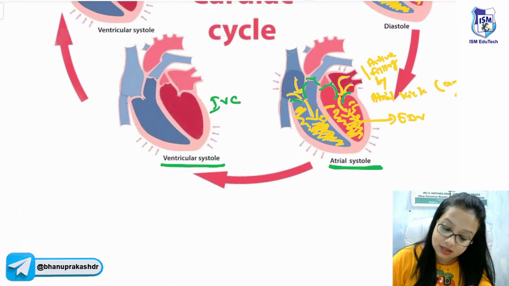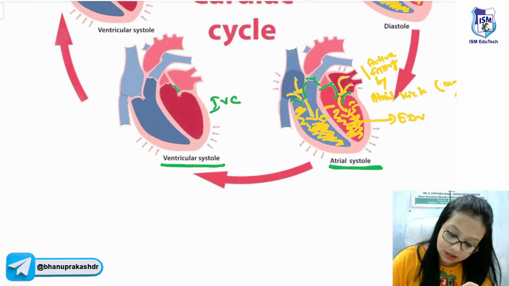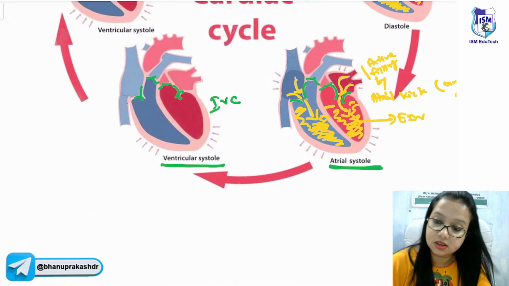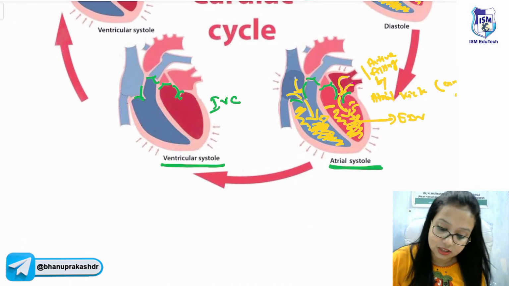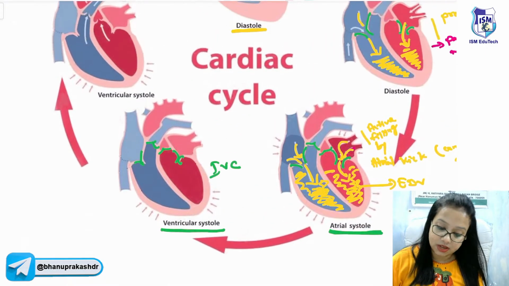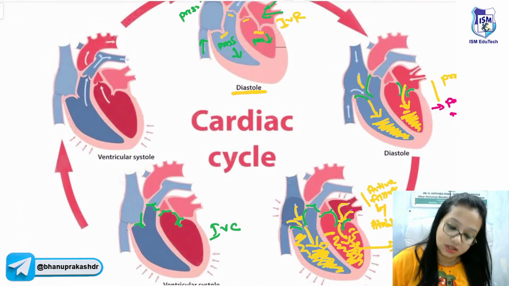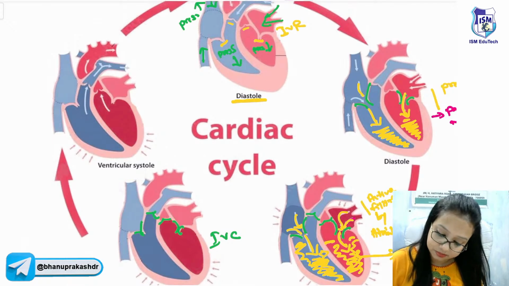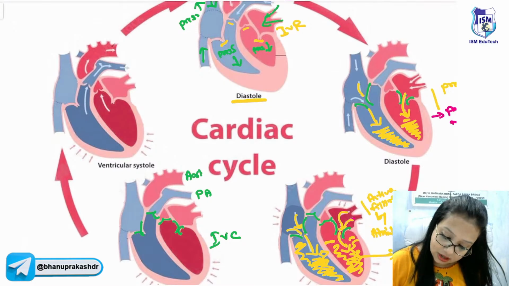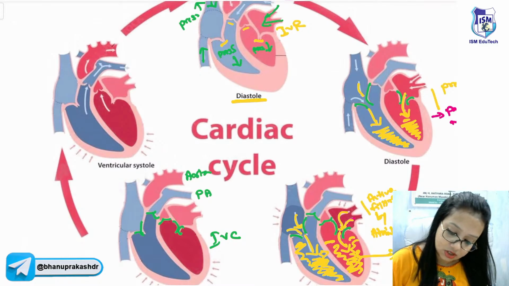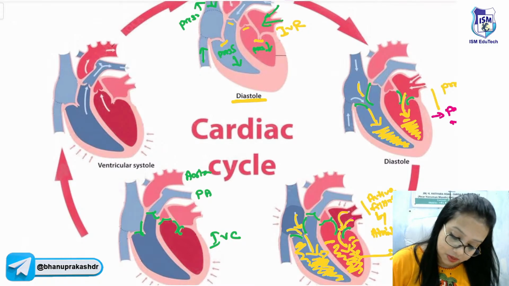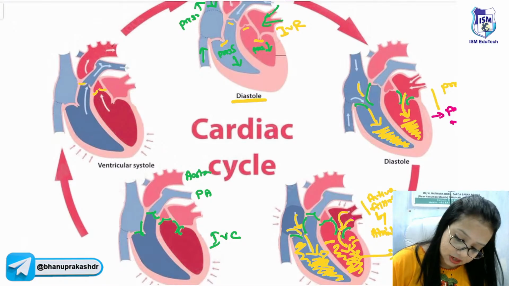So when the ventricles are contracting in a closed chamber, see here, the AV valves are closed, the semilunar valves are closed, only the ventricles are contracting. So there is pressure generated in the chambers of the ventricle. Now this pressure becomes gradually more than that of the pressure in the pulmonary artery and in the aorta. As a result of which, the AV valve remains closed, but the semilunar valve, see, they open.